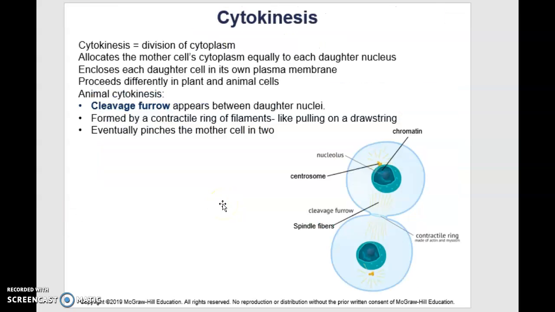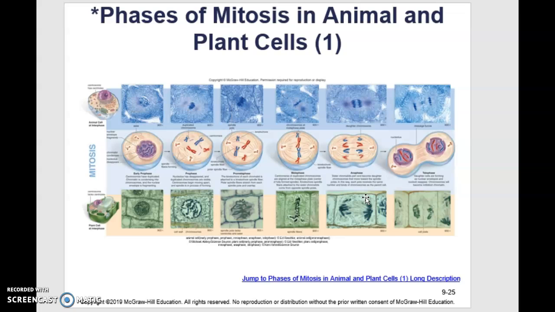Oh, I forgot to mention that this right here would be an animal cell, how the cleavage furrow would form to make two different daughter cells. In plant cells, because there's a cell wall, they cannot do a cleavage furrow. So a whole new cell wall or a cell plate has to form. So we're going to look at that when we look at these pictures.